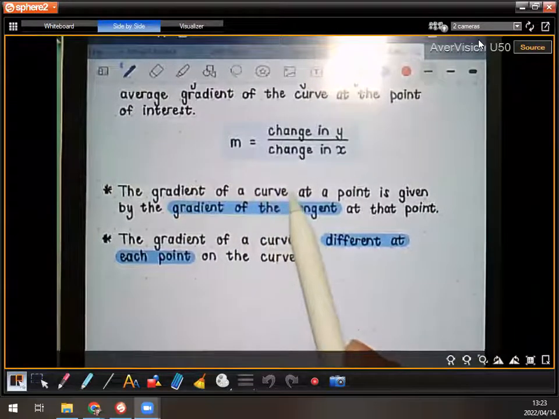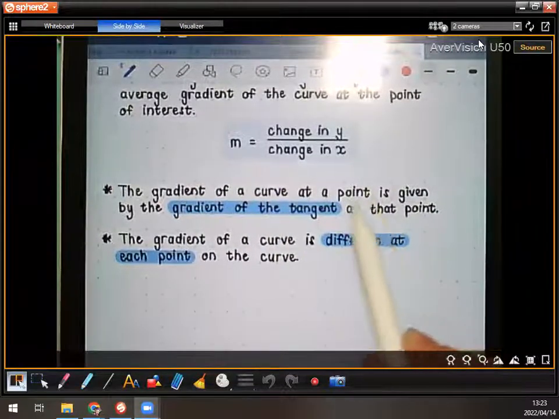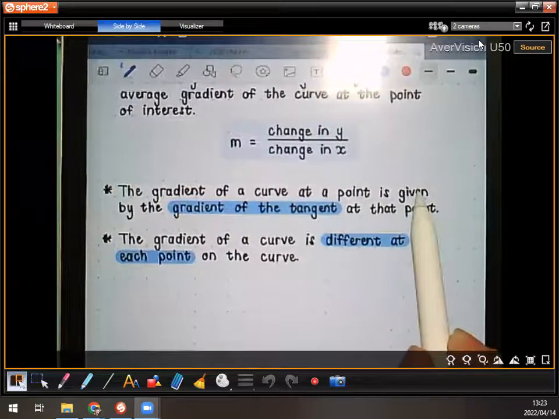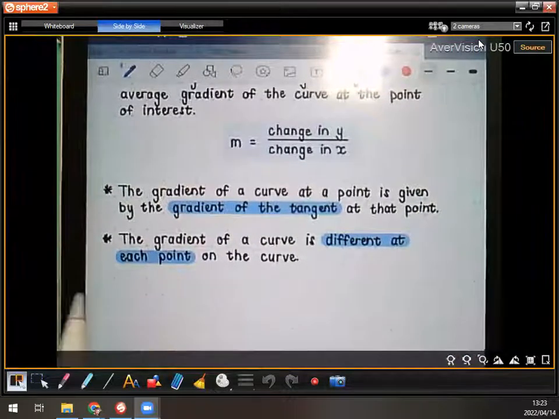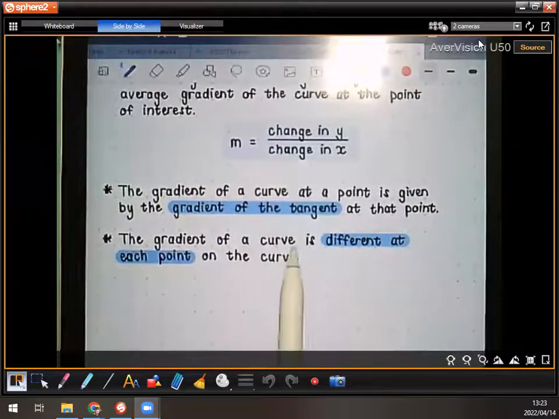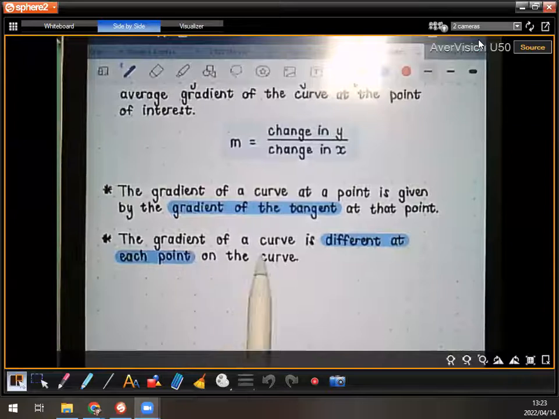The gradient of a curve at a specific point is given by the gradient of the tangent at that point. You'll see we're going to talk about that a lot in this handout. And then what they're also saying is that the gradient of a curve is different at each point on the curve. All right, there is actually a note on Google Classroom.